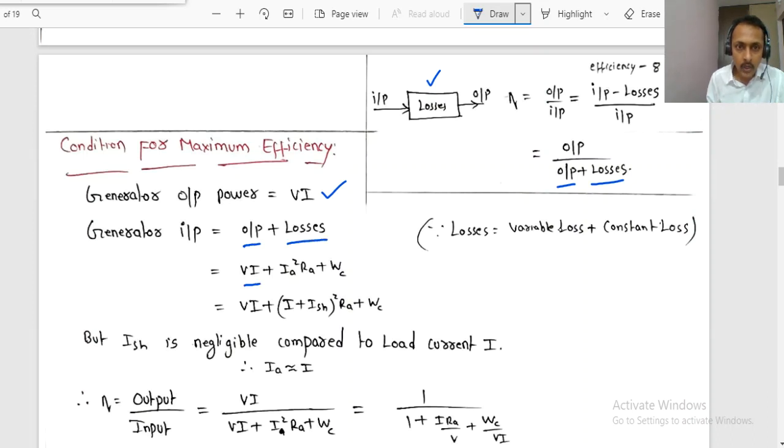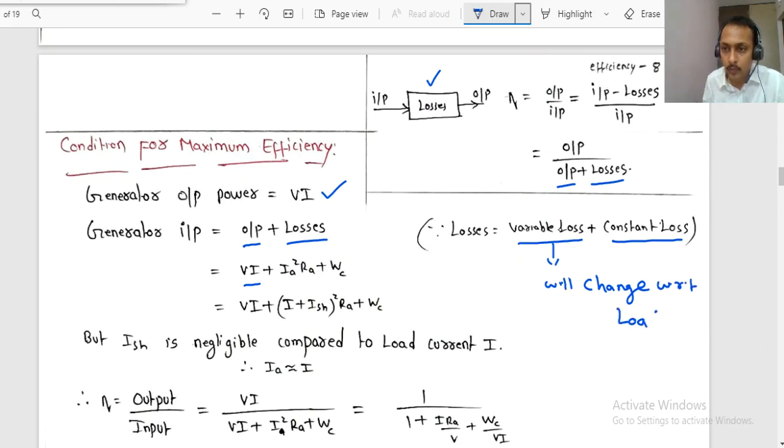Output is VI. What about losses? I am dividing it into two parts, variable loss and constant loss. Constant losses are fixed irrespective of the load on the machine. Variable losses will change with respect to load. Right? Now Ia square Ra, and constant losses I am denoting with letter Wc. So input is VI plus Ia square Ra plus Wc.